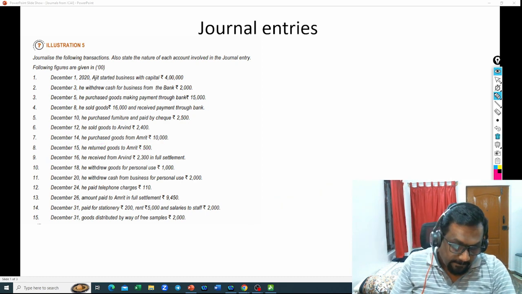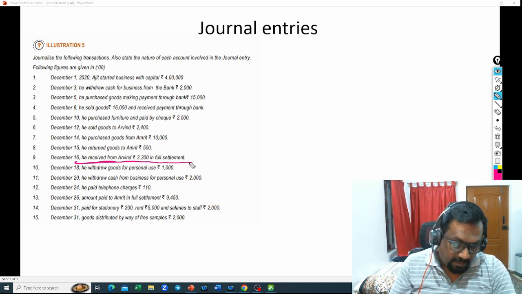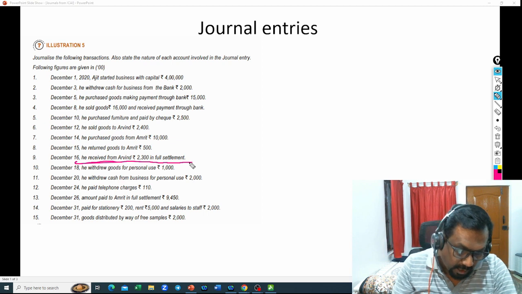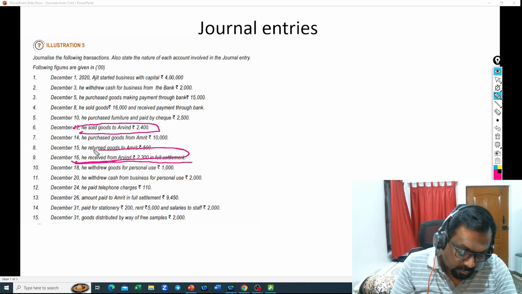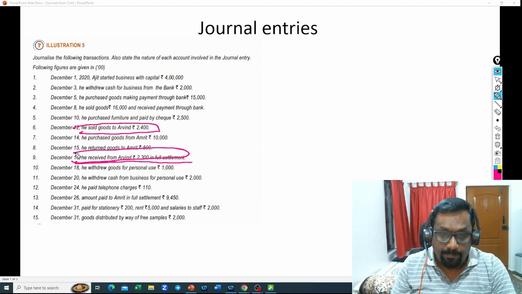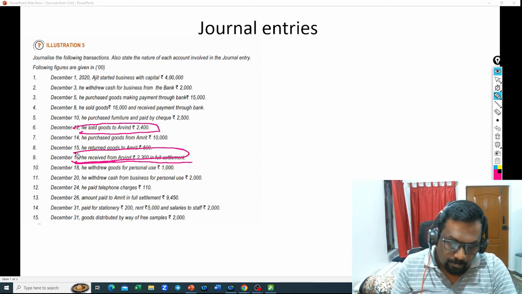Clear? Then he received from Arvind 2,300 for full and final settlement. Sorry, he received from Arvind, not Amrit. How much did we sell? We sold goods to Arvind for 2,400 and we received 2,300. That means a 100 rupees discount was given to Arvind. So what do we need to do?